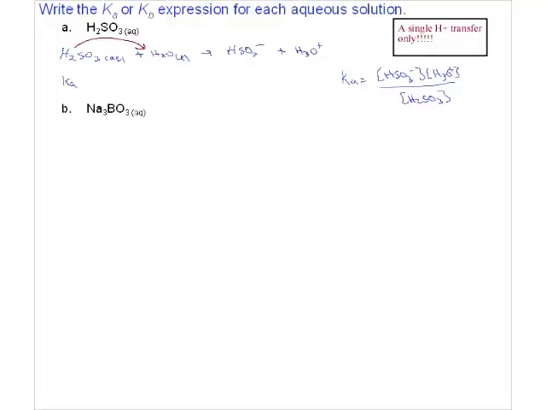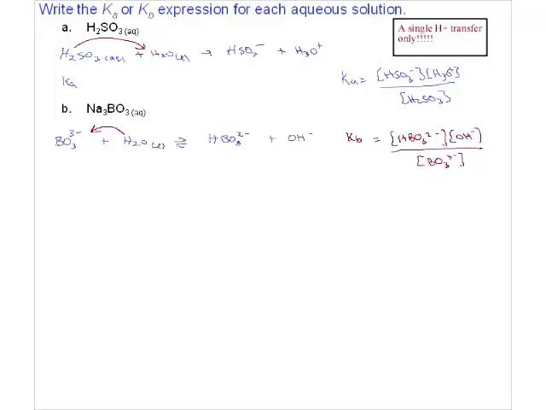This is sodium borate. Now we know that sodium borate is an ionic compound, so it's going to be 100% ionized. It's going to produce sodium ions and borate ions. The sodium ions don't do anything. And again, it's going to be a single hydrogen transfer this way, which makes the borate a base. So the Kb this time is going to be HBO3 2 minus times OH minus divided by BO3 3 minus. And each time we're ignoring the water because it's a liquid.